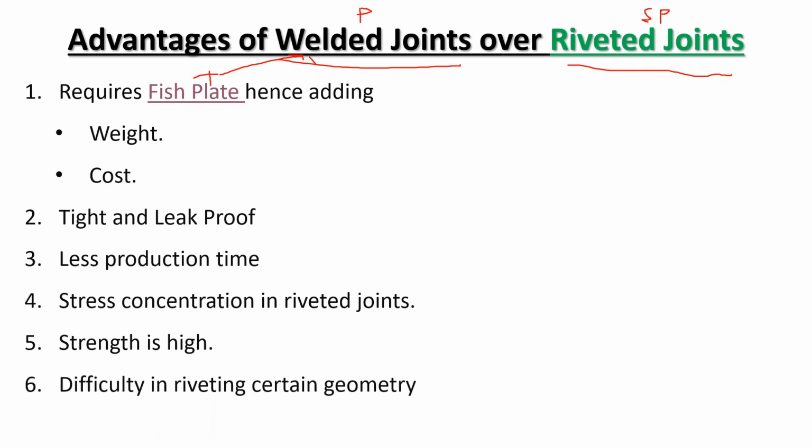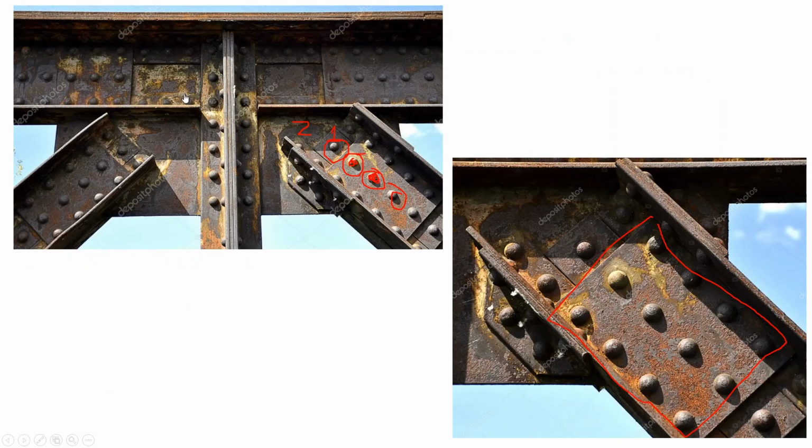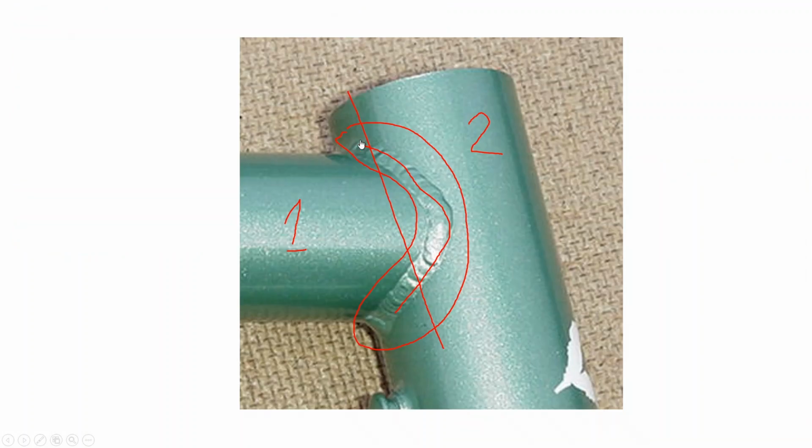Now coming to the last advantage of the welded joint, sometimes it's difficult to rivet certain geometry, such as a circular pipe. Now if you see this figure of a welded joint and imagine riveting this first component with the second component, it's very difficult. So in case of circular pipes, it's very difficult to rivet, but it's rather very easy to weld these two components.